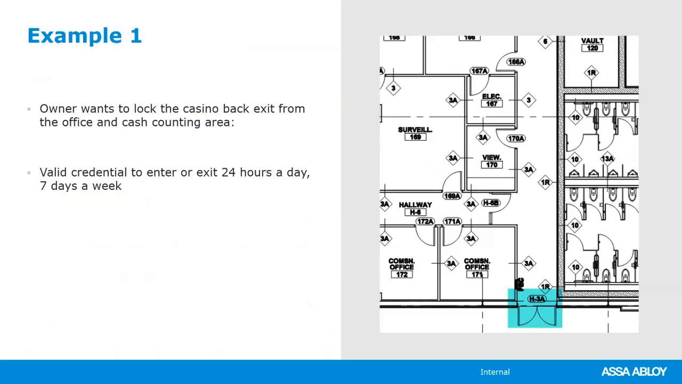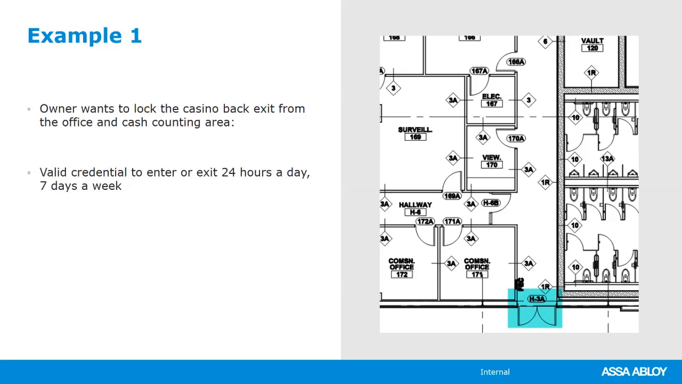Now let's take a look through a few examples, and we'll talk through what the owner wants, what is a code compliant solution, and how can we do it. We have a casino, which is a Group A assembly, but this is the back of house, the office area. The office area is considered Group B business, and it is completely separated from the casino itself. The casino has its own exits. So mixed occupancy, I will look at these and treat these completely separate. Group B business for this office area.